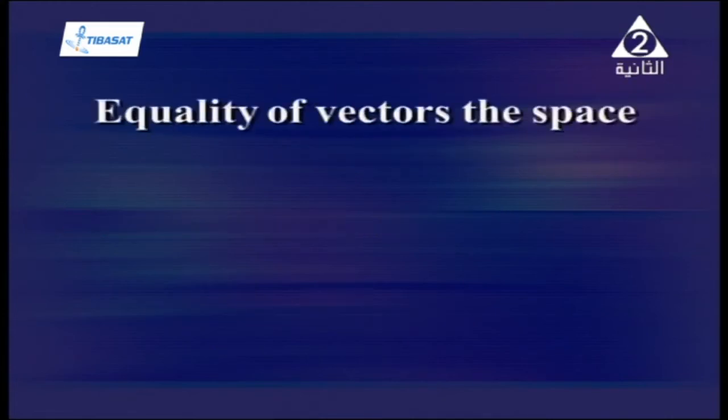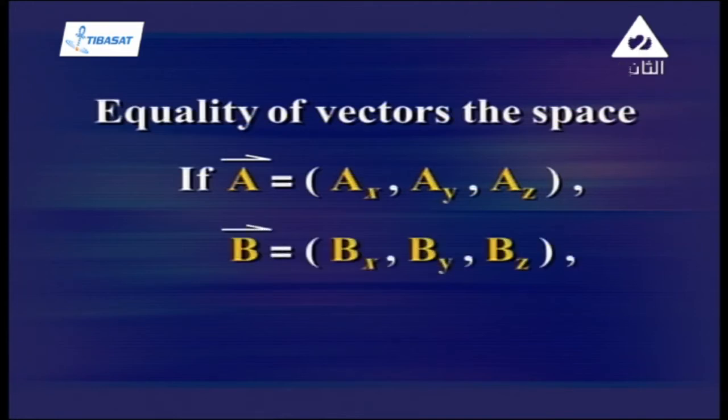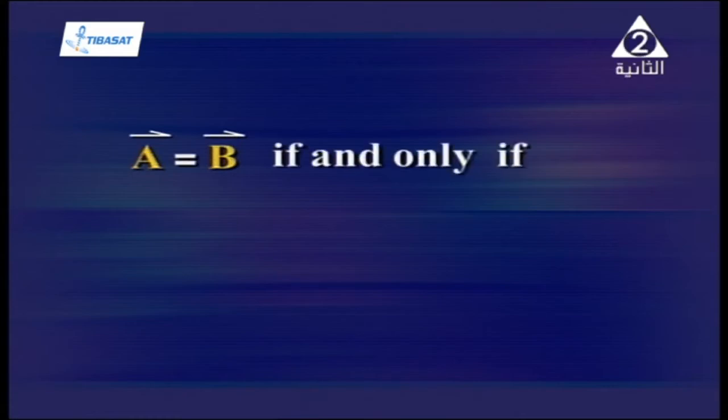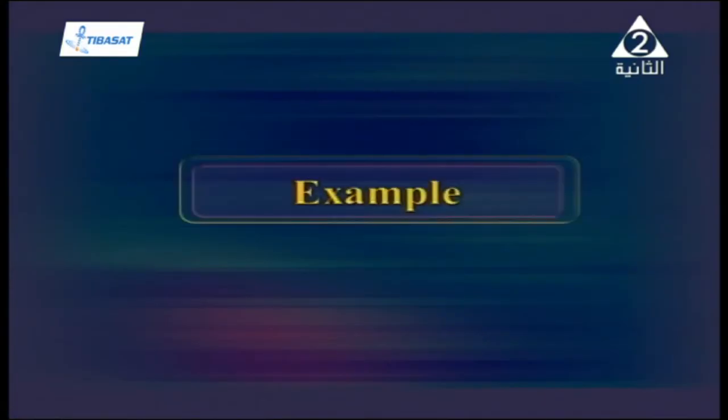Equality of vectors in space. If we have two vectors, number 1, a vector with components ax, ay, az, number 2, b vector with components bx, by, bz, then we deduce that vector A equals vector B if and only if ax equals bx, ay equals by, az equals bz. My dear student, look at an important example.